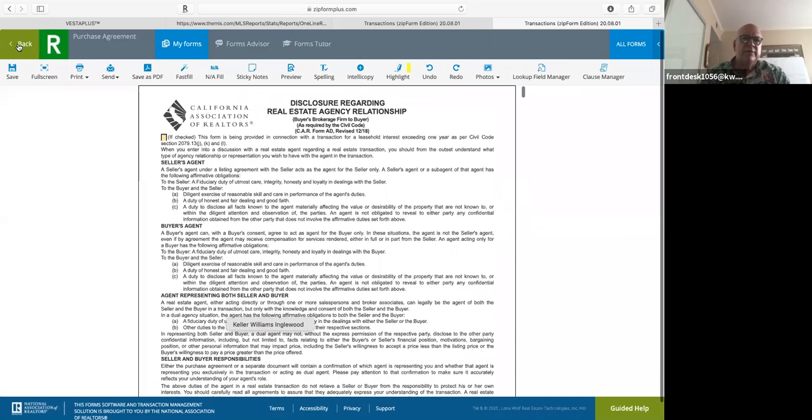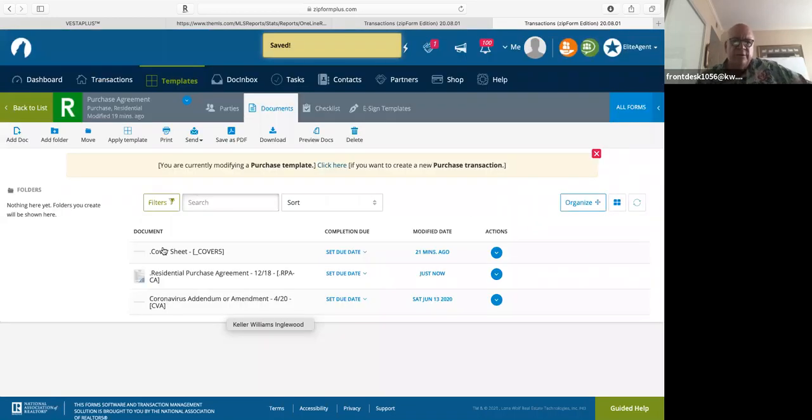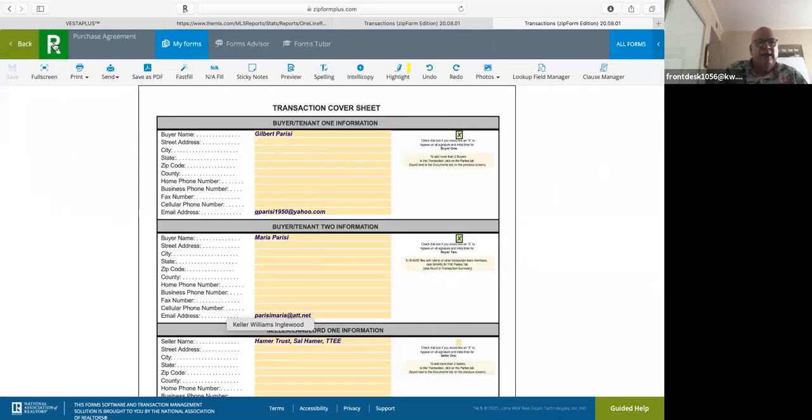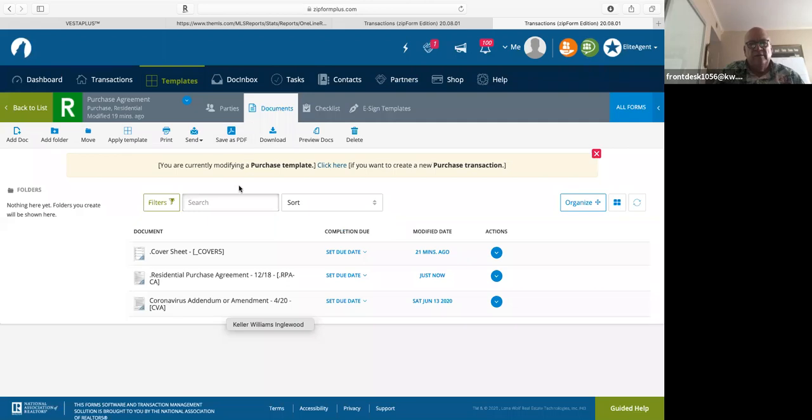I'm going to go back to our cover sheet and find out why we're missing information. Okay, so there's a message back here on my screen saying that I'm currently modifying a purchase template. It's telling me to click here if I want to create a new purchase transaction. So I'm going to click there. What I was doing was modifying my template. So let's see what happens.